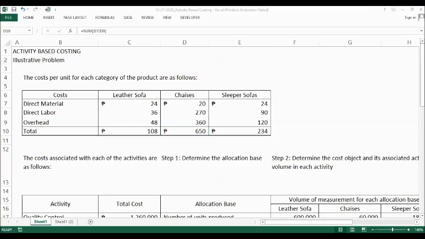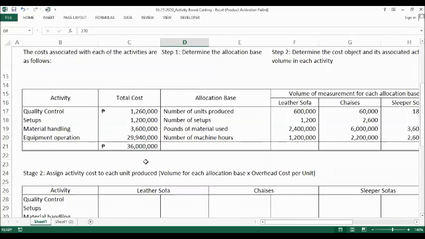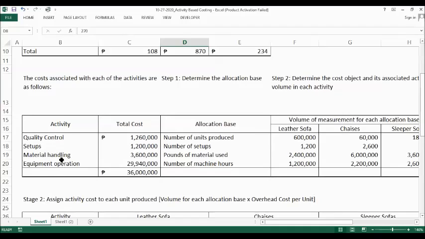Let me just check, ha? Oh, sorry, 240. Kasi 200 is 240. So, it's 70. Okay. So, ito rin yung ating activity at yung ito yung total allocation at yung total cost, di ba? 36 million. So, we have 4 activities, we have the allocation base, and we have the total cost. So, determine the allocation base o given na yan.